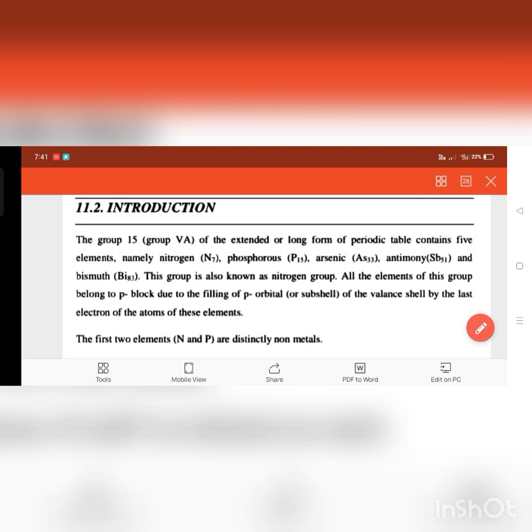Introduction. Group 15 elements of the extended or long form of the periodic table contain 5 elements, namely nitrogen, phosphorus, arsenic, antimony and bismuth. This group is also known as the nitrogen group. All the elements of this group belong to the p block due to the filling of p orbitals of the valence shell by the last electron of the atoms of these elements.